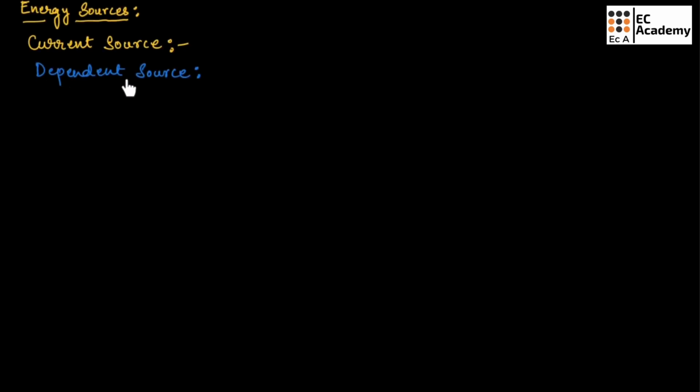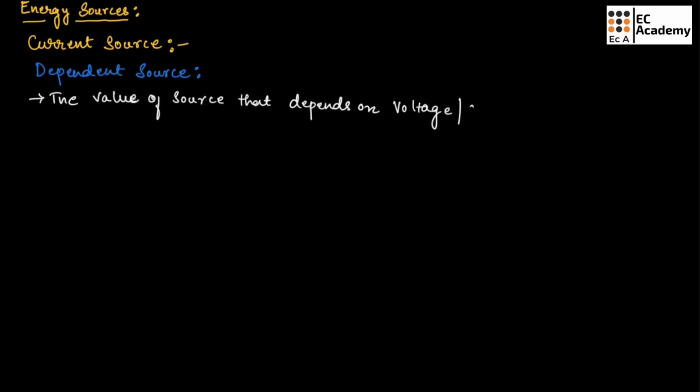Now we'll understand dependent source. The value of a source that depends on voltage or current in the circuit is known as a dependent source. There are different types of dependent sources.